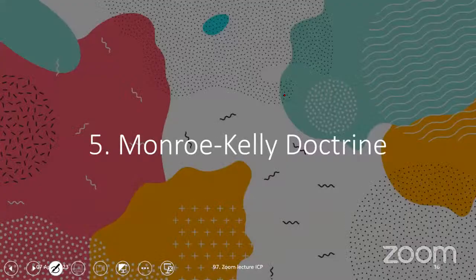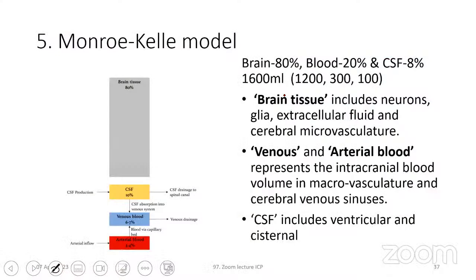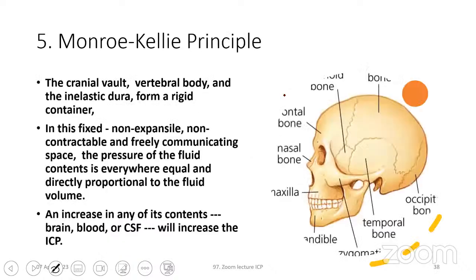Now, Monroe-Kellie Doctrine: the brain is roughly 80%, blood 20%, CSF 8%, and 1600 ml is a rough intracranial volume. The brain tissue includes neurons, glia, extracellular fluid, and cerebral microvasculature. The venous and arterial blood represents the intracranial blood volume in macrovasculature and also cerebral venous sinuses. And CSF includes ventricular and also cisternal CSF.